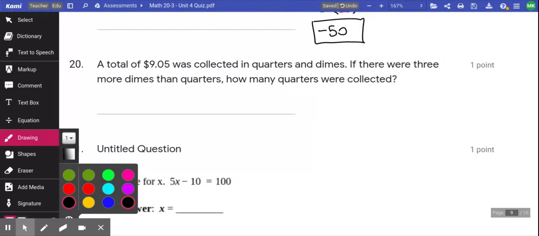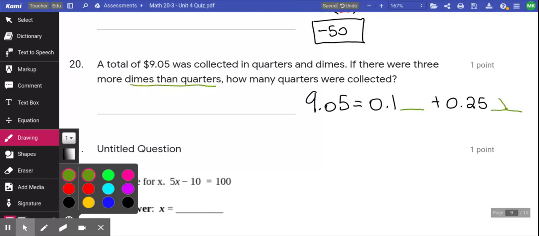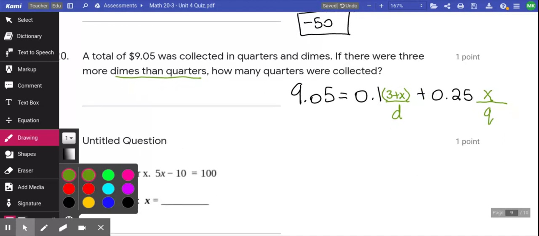Number 20, a total of $9.05 was collected in quarters and dimes. If there are 3 more dimes than quarters, how many quarters were collected? Okay, so to do this mathematically, we say you have $9.05 in dimes, which is 0.1, plus all your quarters, which is 0.25. And then you have to fill in the blanks here. It says there's 3 more dimes than quarters. So I don't know how many quarters there are, but I know that there's 3 more dimes than quarters. So this represents my dimes, this represents my quarters. And then I need to solve that equation.